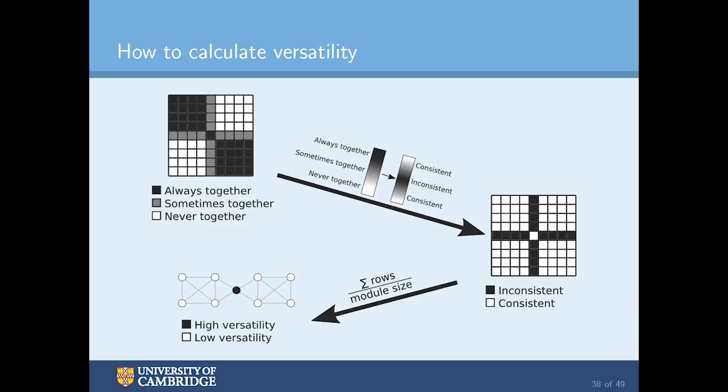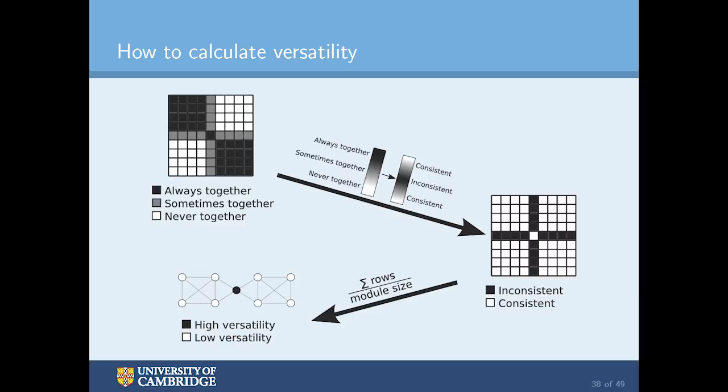And this new matrix will tell you which individual pairs are sometimes there and sometimes not there. And so from that, you just sum over the rows or columns and normalize it, and you end up getting the versatility metric for each individual node. And so you get high versatility for this one because it flips and flops between the two, and then low versatility for the other nodes because they're always in the same module.